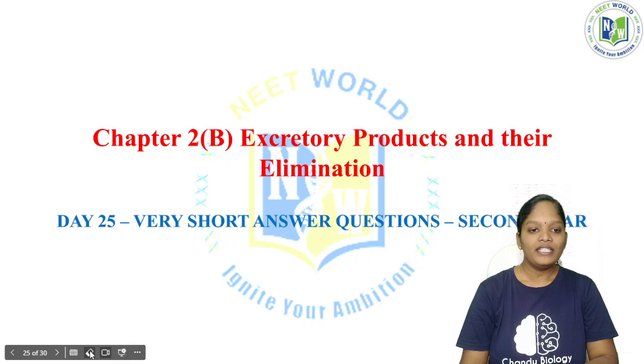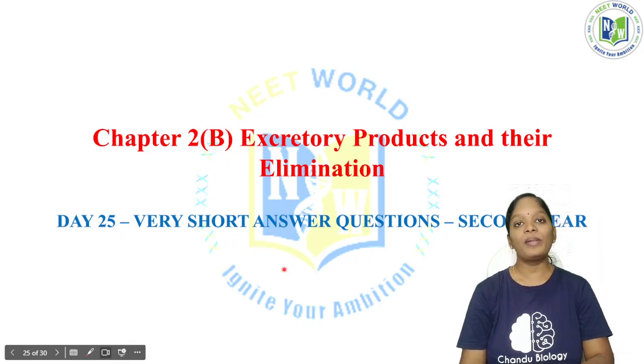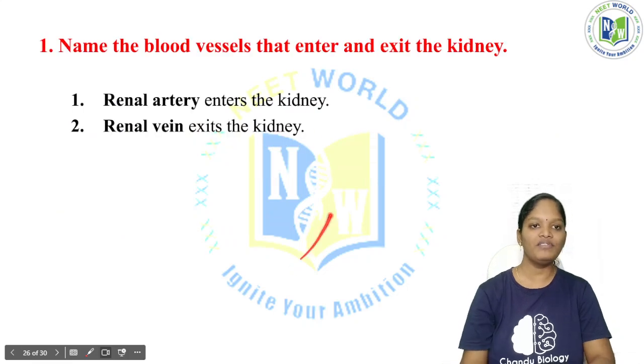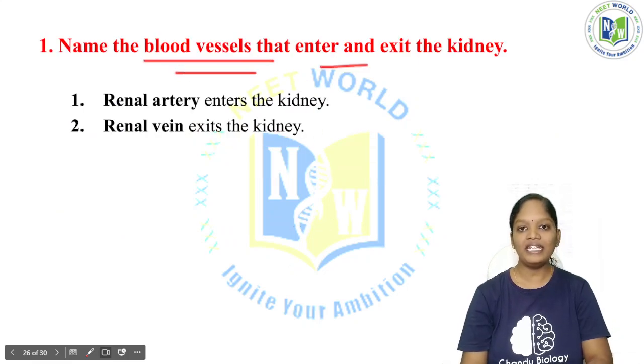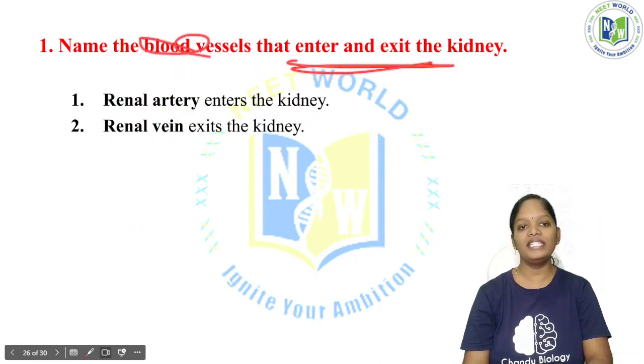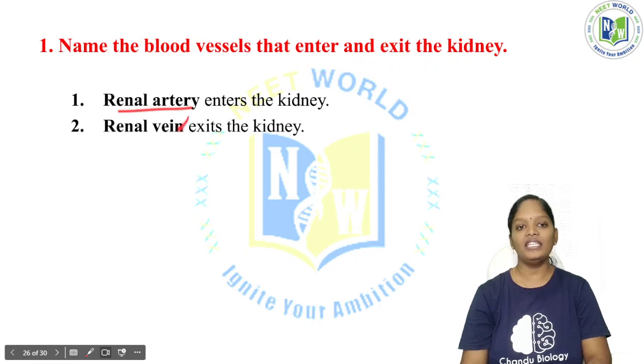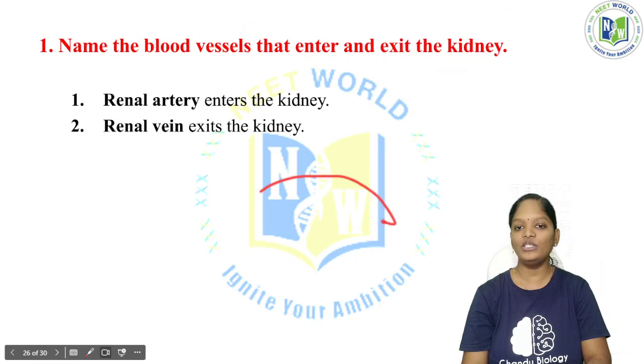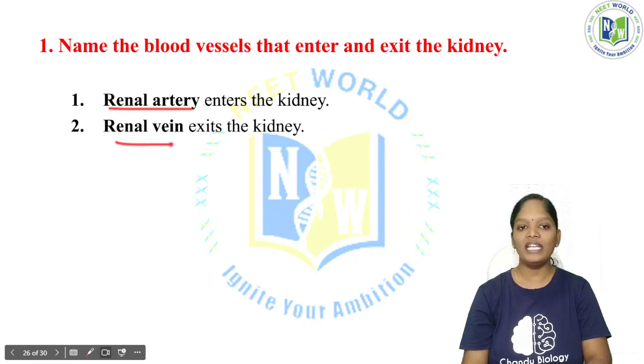Now comes another very short question and answer from Excretory Products and Their Elimination, again in the second year. The first question will be: name the blood vessels that enter and exit the kidney. That is the renal artery and the renal vein. We have two blood vessels: one carries blood to the kidney, and one carries blood away from the kidney. That is the renal artery and renal vein.